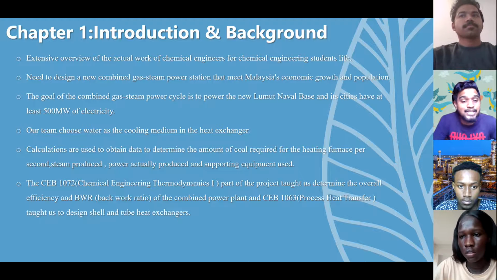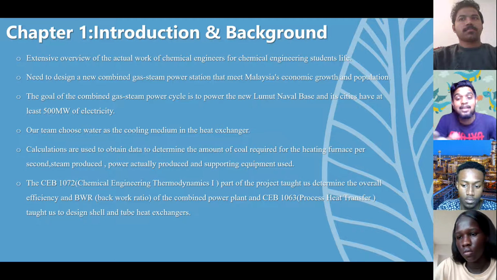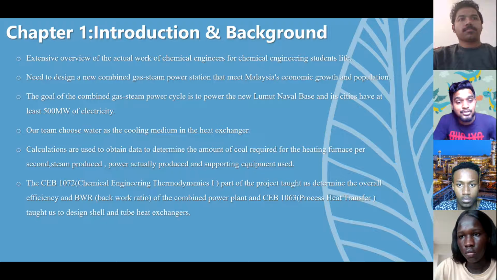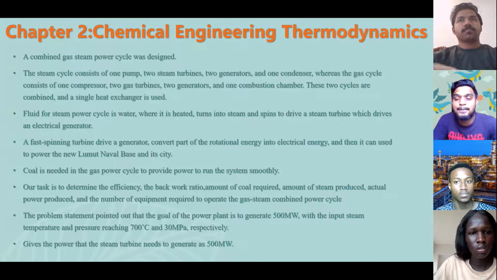LPCP. So our team chose water as a cooling medium in the heat exchanger, and calculations are used to obtain data to determine the amount of coal required for the heating furnace per second, steam produced and power actually produced, and supporting equipment used. By chemical engineering thermodynamics, one part of the project taught us to determine the overall efficiency and backwork ratio of the combined power plant, and process heat transfer taught us to design shell and tube heat exchangers. Now I pass to Ibrahim for part 2.